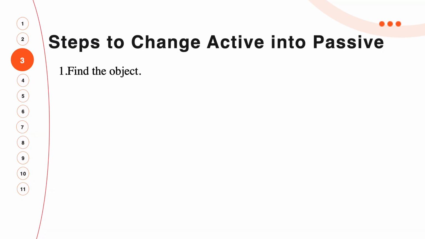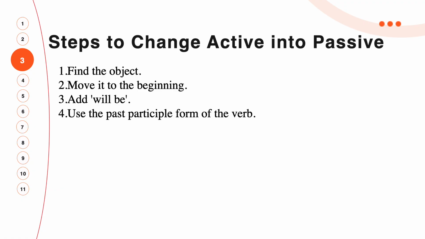First, find the object. Second, move it to the beginning. Third, add will be. Fourth, use the past participle of the verb. Fifth, add by plus subject. Now, if you do these, your active voice will turn into a passive voice.